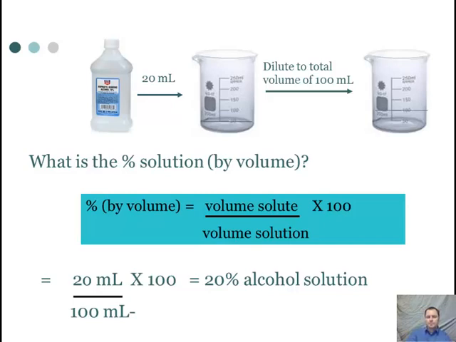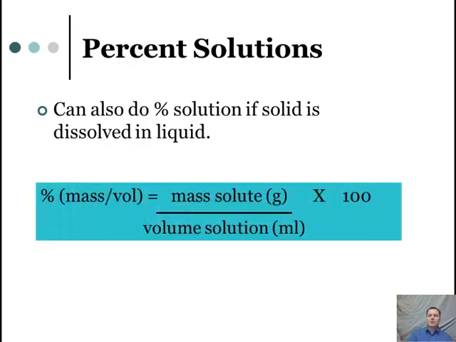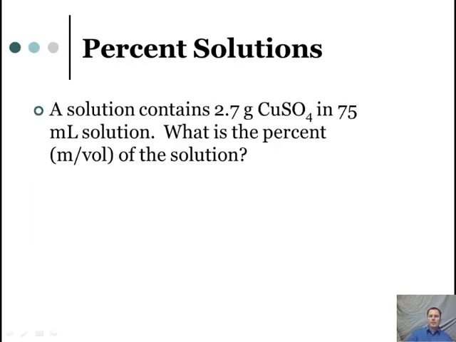Pretty simple there. We can also do this if we're dissolving a solid in a liquid. Instead of milliliters per milliliters, it's going to be grams per milliliters. Same equation, except our mass is now in grams rather than milliliters. An example problem would look like this. A solution contains 2.7 grams copper(II) sulfate in 75 milliliters of solution. What's the percent of solution in mass per volume? That's what mass per volume stands for. So we take 2.7 grams, divide it by 75, times 100, and end up with a 3.6% solution.